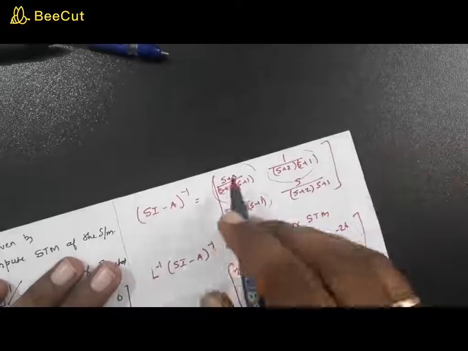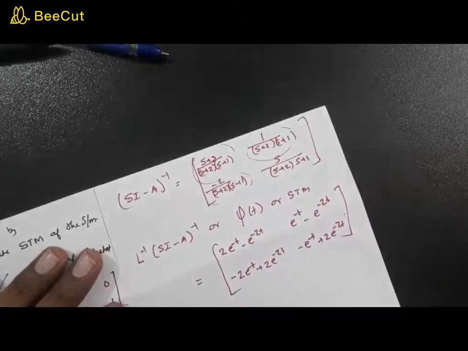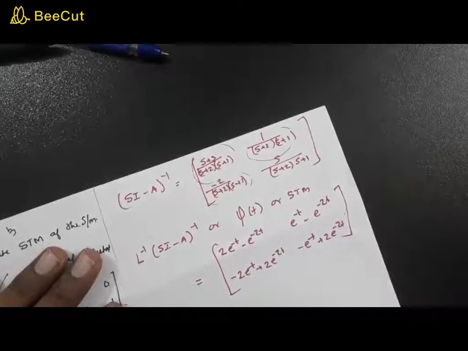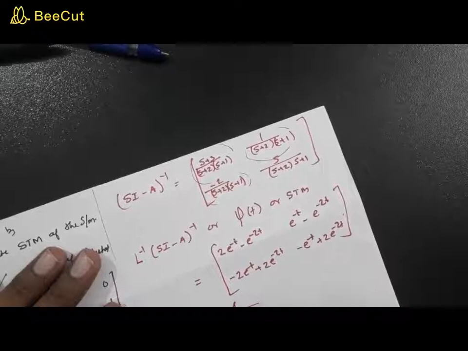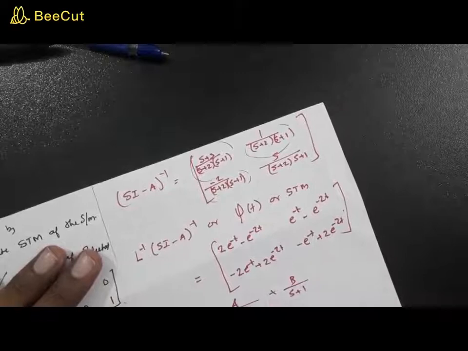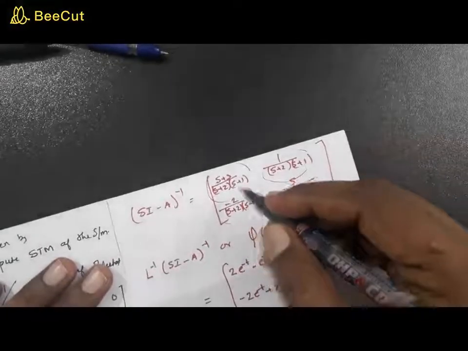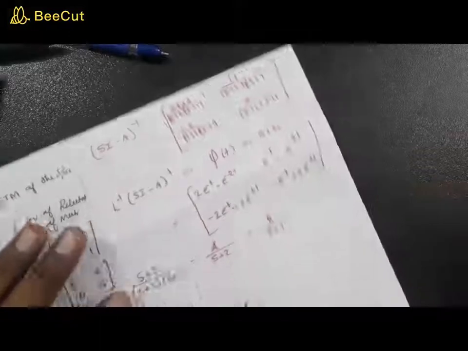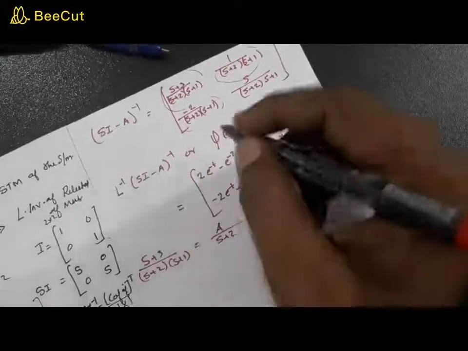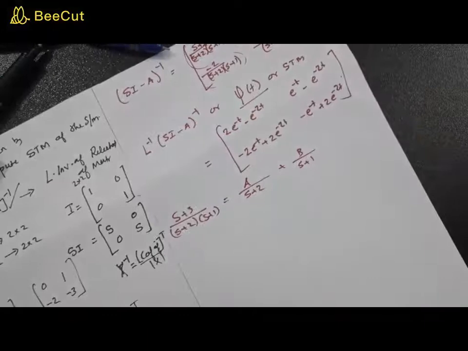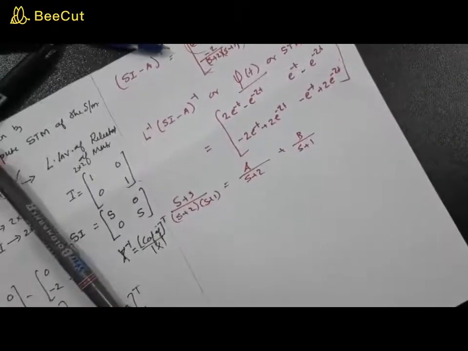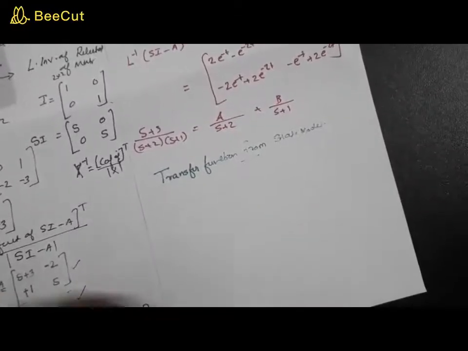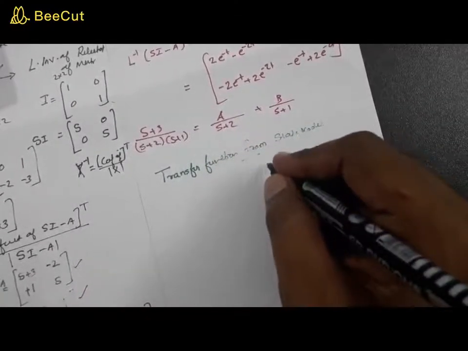What I meant to say is, take the first term, (s+3)/((s+1)(s+2)), and resolve it into partial fractions. That you know. Multiplying throughout, find out A and B. So do that for each element and obtain this result. Now this matrix is in the time domain, and that matrix we call the STM, or the state transition matrix.